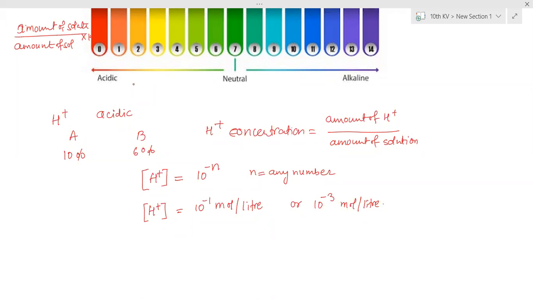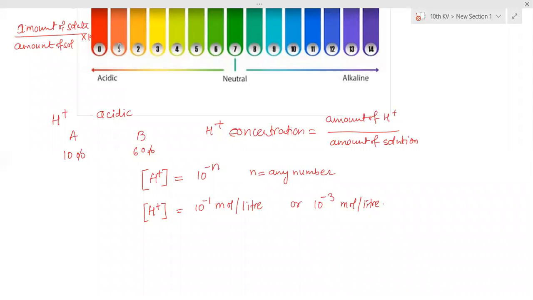Aqueous solutions, I'm telling, not molten solutions. Aqueous solutions are those in which a substance, the solute, is dissolved in water. The water is the solvent. That type of solution we call an aqueous solution.